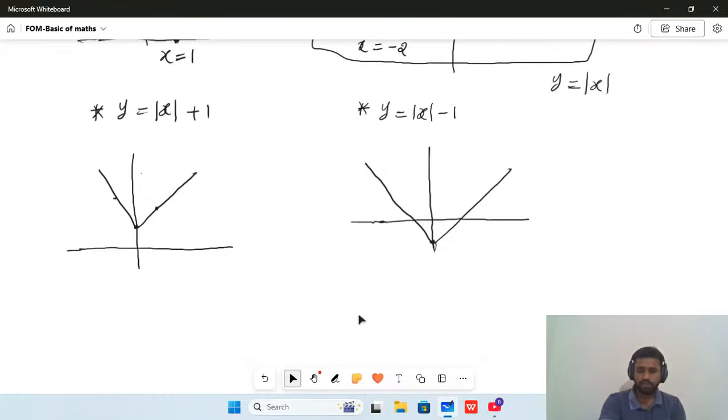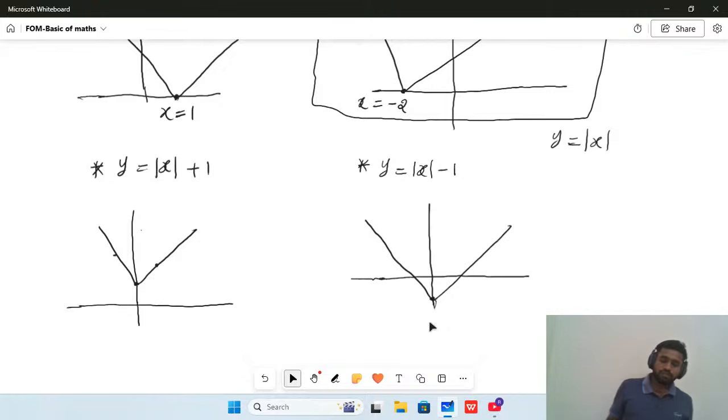So till now, if you have any doubts on these graphical transformations, you can ask in the chat box.